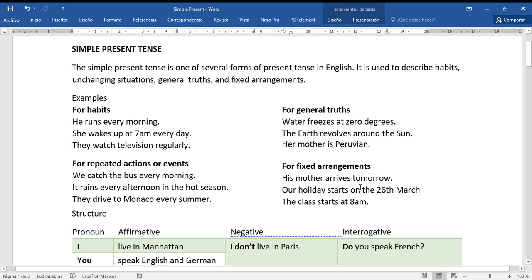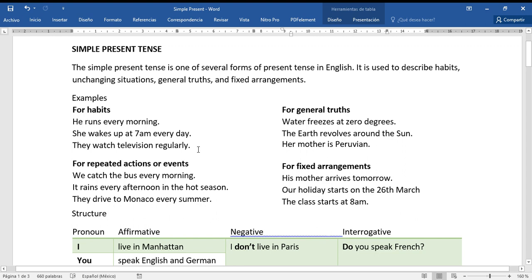Another use is for fixed arrangements. For example, his mother arrives tomorrow. Our holiday starts on the 26th March, and the class starts at 8 a.m. This is just the uses.